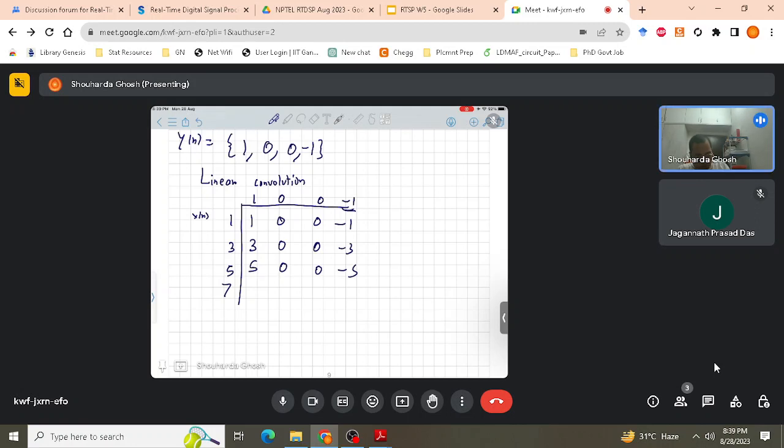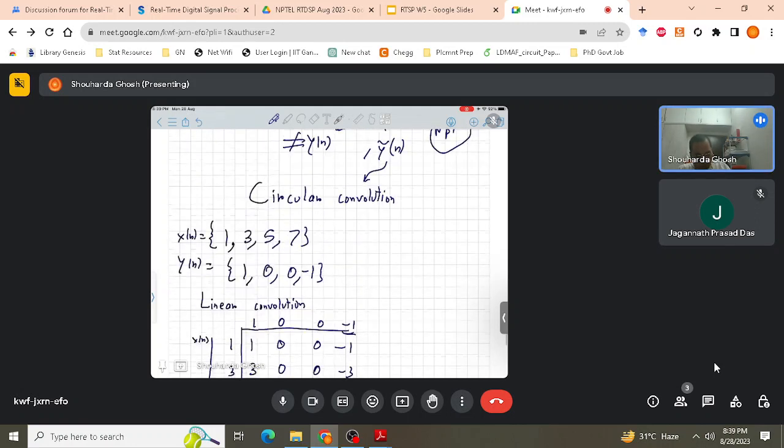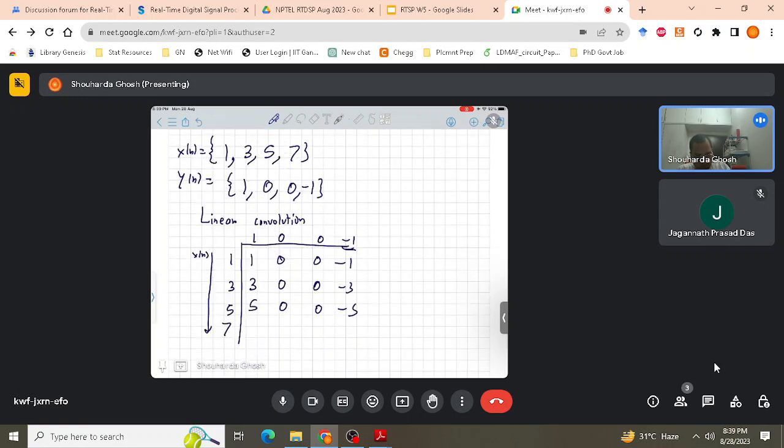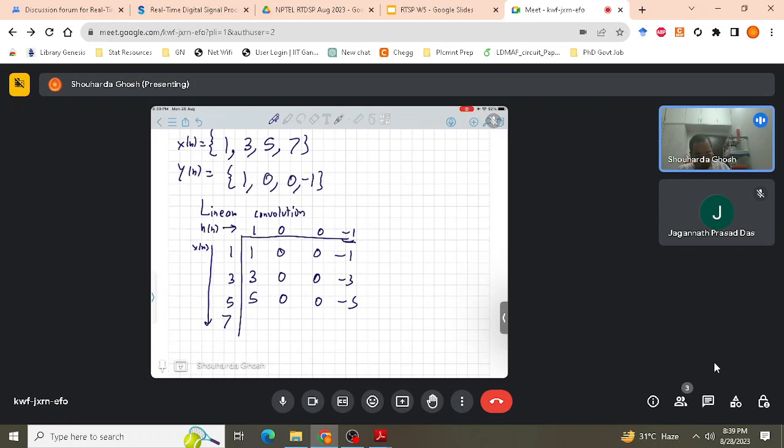So what I do over here, in the rows I list down all the elements of xn, 1, 3, 5, 7, and hn I list down in the columns, 1, 0, 0, minus 1. Now what I do is multiplication. How do I multiply? Over here I multiply 1 and 1. Over here I multiply 1 and 0. The row and the column I get the product. Here this row and this column I get the product. This row and this column I get the product. 7 into 1 is 7, 7 into 0 is 0, 7 into 0 is 0, 7 into minus 1 is minus 7.